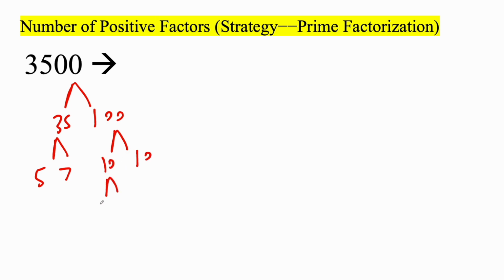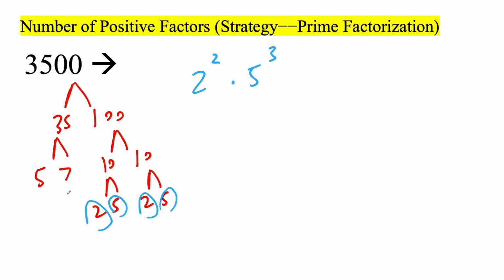And now for this problem, a much bigger problem. In this problem, we're not going to do it both ways. We're going to do the shortcut method. So 3,500. We can get that by 35 times 100. 35 we can break down into 5 times 7. 100 can be 10 times 10. Then 2 times 5, 2 times 5. And so we're going to get 2 squared times 5 raised to 3 times 7 raised to 1.